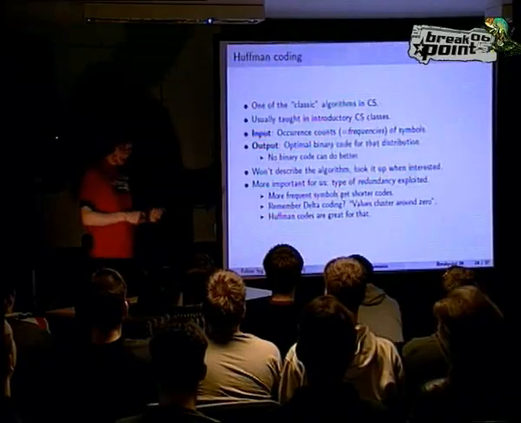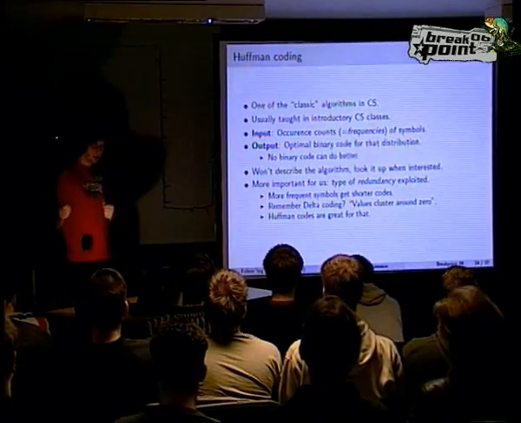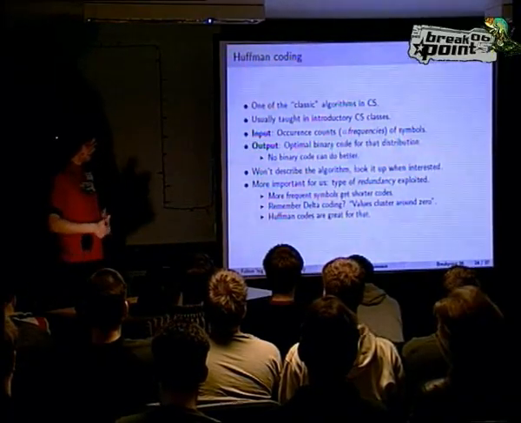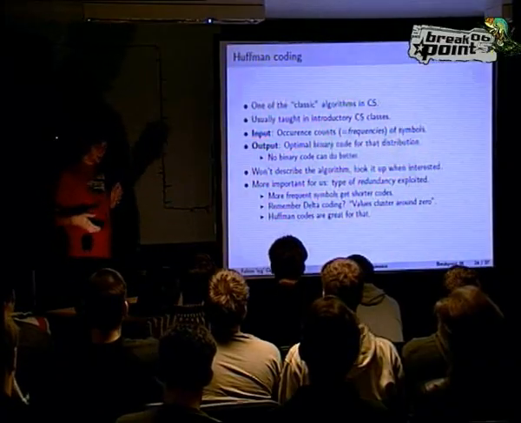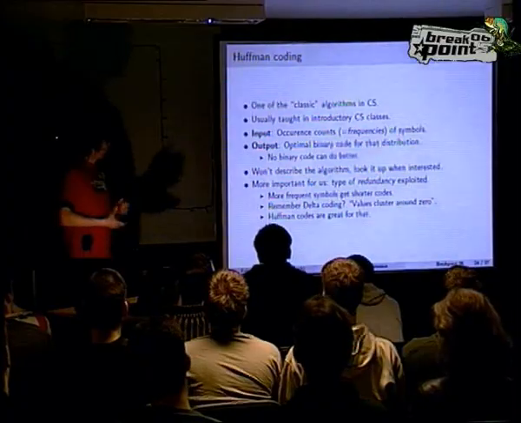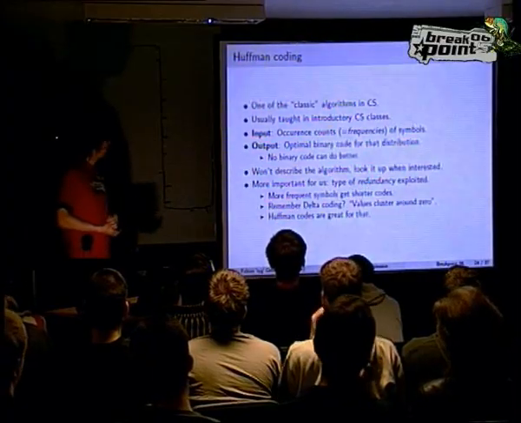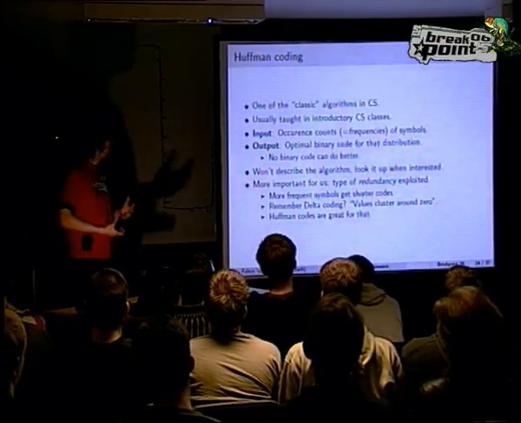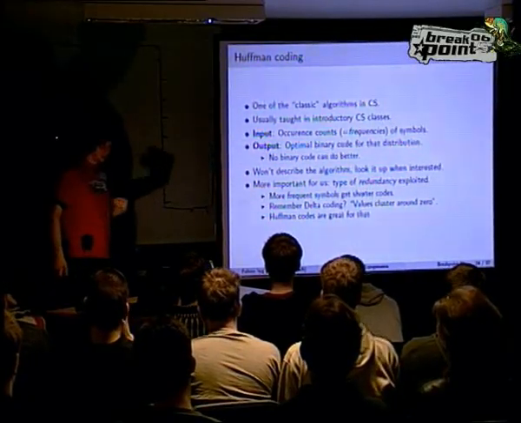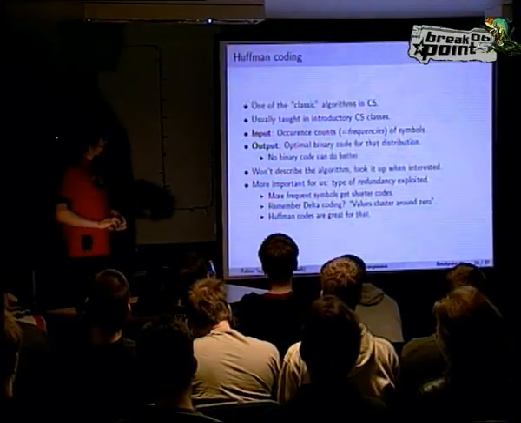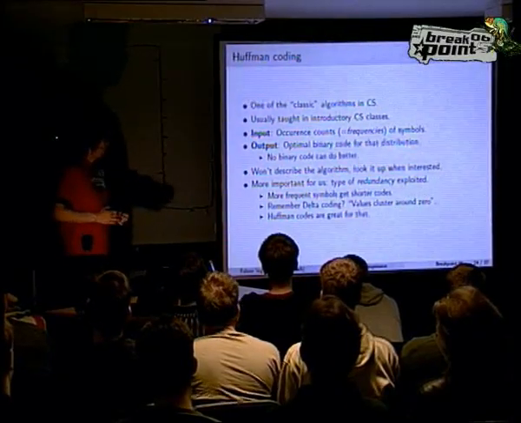And what it gives you back is an optimal binary code for that distribution, which means that no binary code, no matter what you do, can be better. They always have to be at least as long as the Huffman code. I won't describe how to do this. It's not really difficult, but it's not really interesting in this context either.